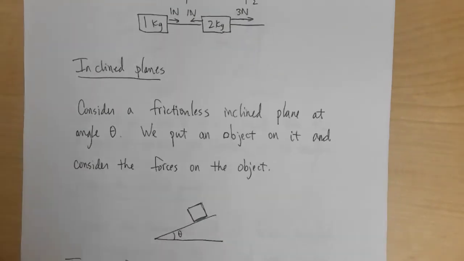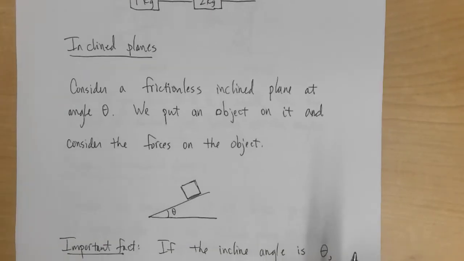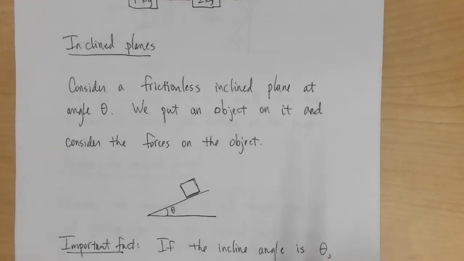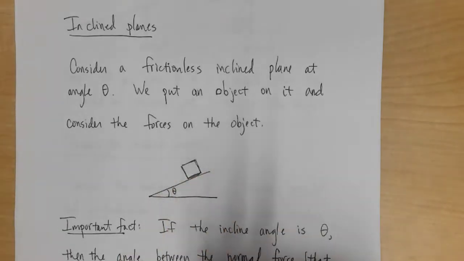Okay, now the next topic is inclined planes, and this is probably the one topic your textbook doesn't seem to cover very much at this stage, but I think it's important to explain this in detail. So an inclined plane is basically a plane that's not horizontal. As you can see here, a ramp like this.